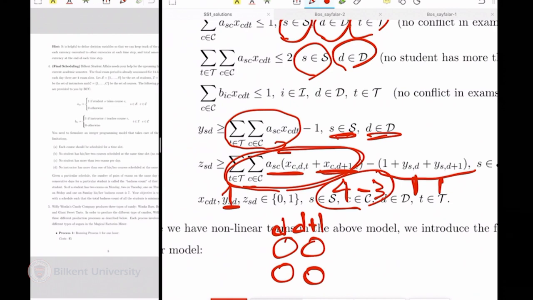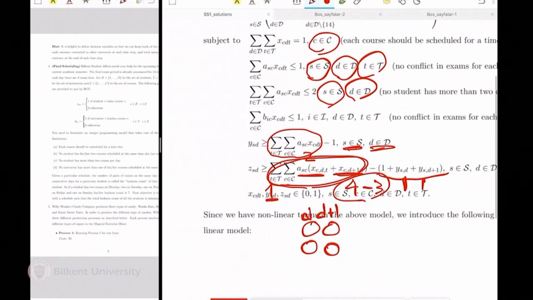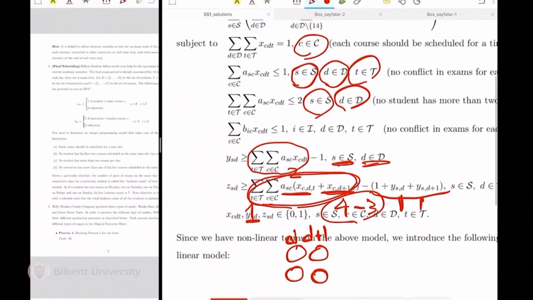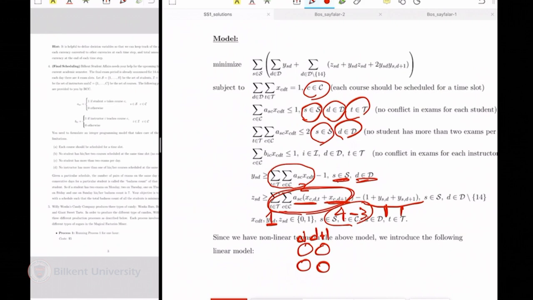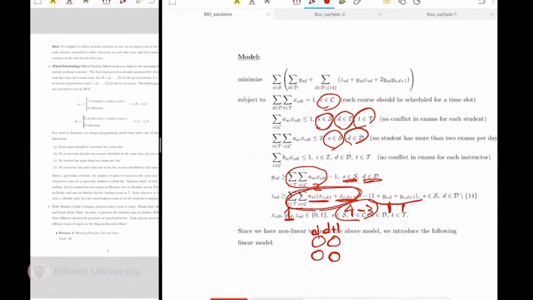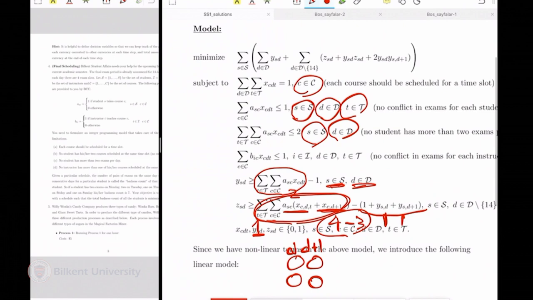So I think this is more complex than I planned. You need to think about it. This is the best way I can explain it, but if you couldn't figure it out, we can discuss it in office hours. It's not a very easy model, one of the hardest. You won't see these types of models in the exam, hopefully, but this is a good introduction for you to see harder models and to be comfortable introducing binary variables with three indices and so on.